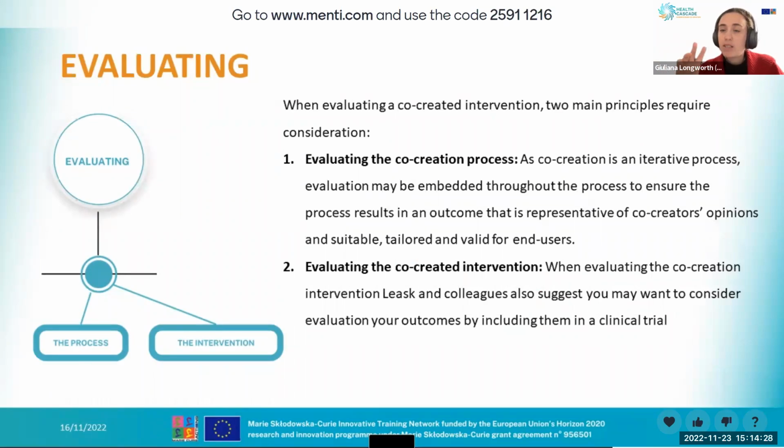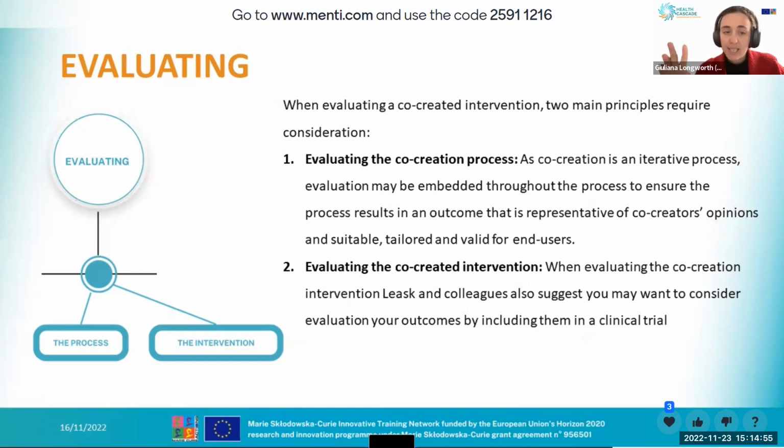So the process is intended as a way to ensure that the results are representative of the co-creator's opinion, that they're suitable, tailored, and valid for the end users. In terms of evaluating the intervention itself, it means that you're evaluating the outcomes. They also suggest including this in a clinical trial if possible. So process and intervention and impact.